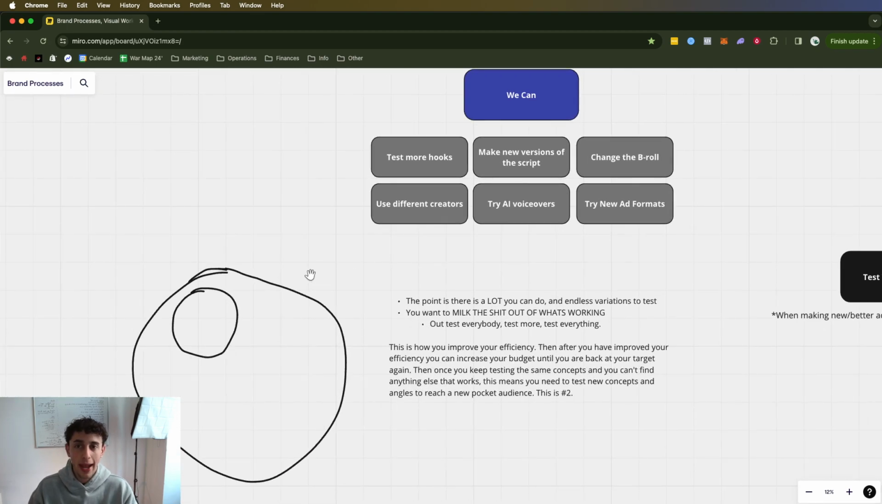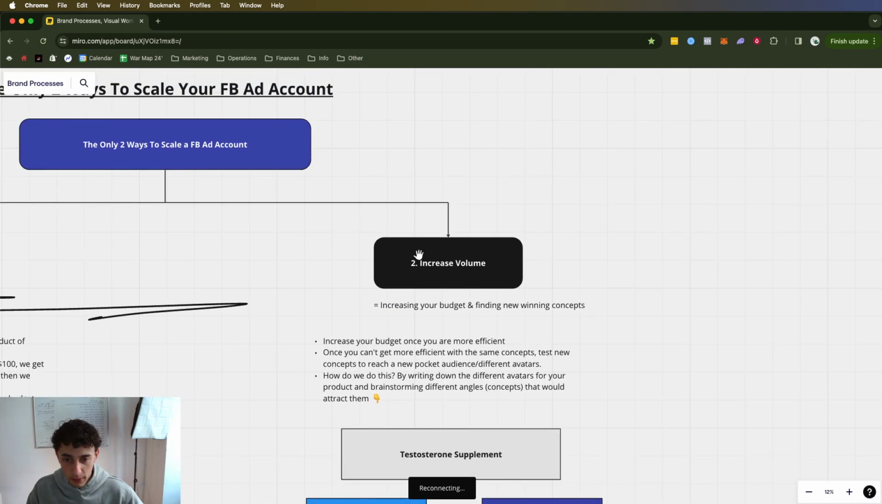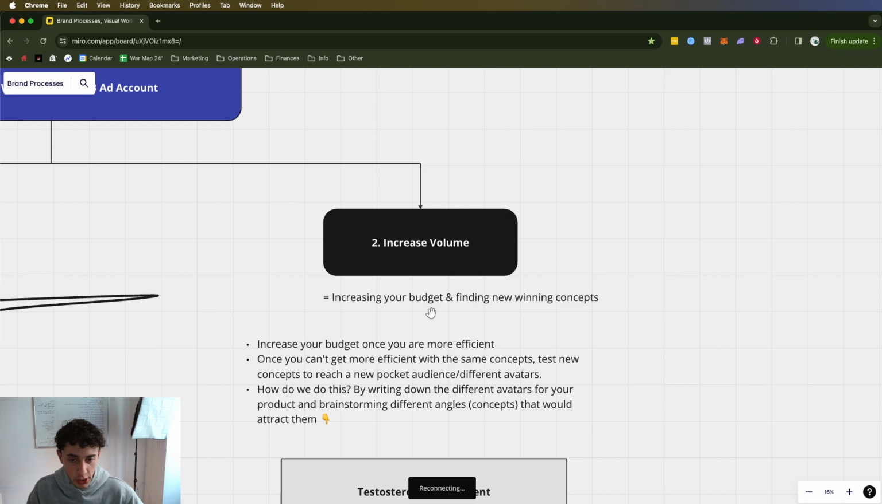Because once again, testing new angles, new messaging, new big ideas, new avatars, you don't know if they work. You simply don't know if they work. So focus on improving the efficiency, and then you can move to the new ones, because it's going to be much harder to find winners there and require much more testing. Okay? Now, when you do that, that is increasing volume equals increasing your budget and also finding new winning concepts or new winning angles.